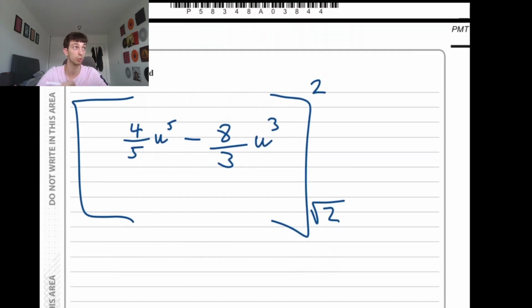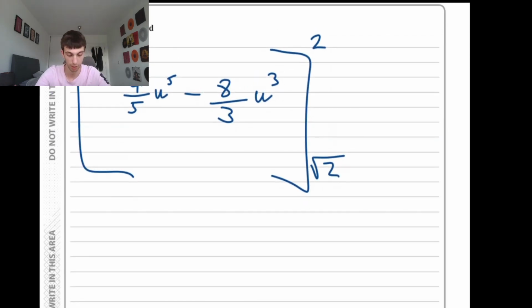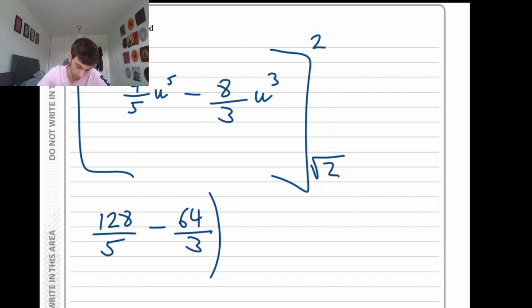Start with the upper limit. So 2 to the power of 5 is 32, I believe. Let me just check everything in my calculator. Don't want to be making silly mistakes. 32. Times that by 4, so that's 128 over 5. And we're going to be taking away 2 cubed, which is 8. So 8 times 8, that's 64 over 3. So that's what we get when we plug in 2.